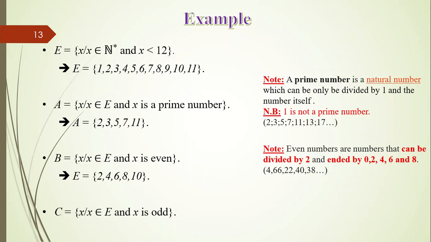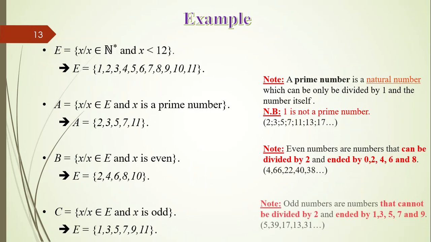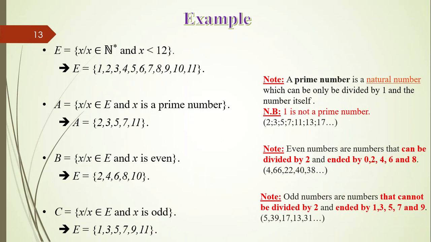C equals x, knowing that x belongs to E and x is odd. So the elements of C belong to E and they are odd. Odd numbers are numbers that cannot be divided by 2 and end with 1, 3, 5, 7, and 9. For example, 5, 39, 17, 13, 31. So in the set E, the elements that are odd are 1, 3, 5, 7, 9, and 11.